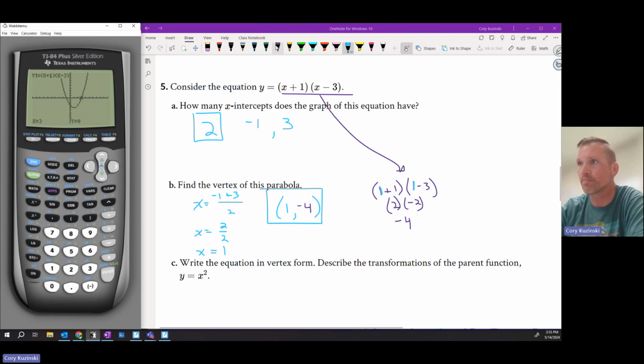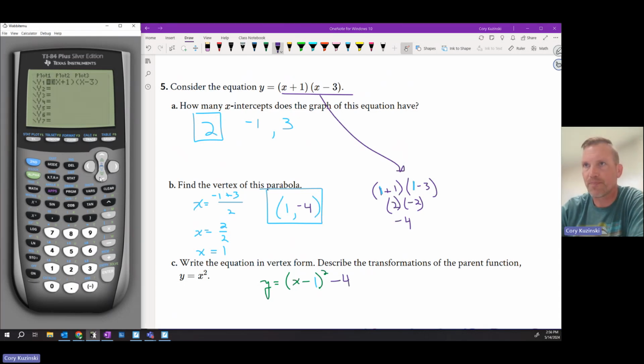Write the equation in vertex form. Okay, that's going to be y equals x minus 1 squared minus 4. Okay, so let's put that in there. X minus 1 squared minus 4. Let's go to the table. They are the same. Great. The graphs, same parabola. Write a description of this.